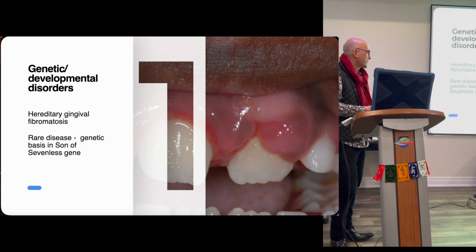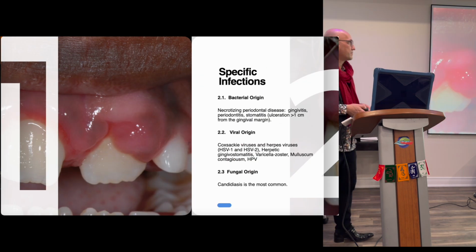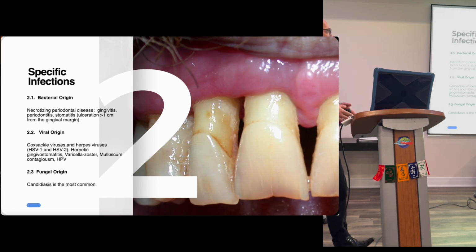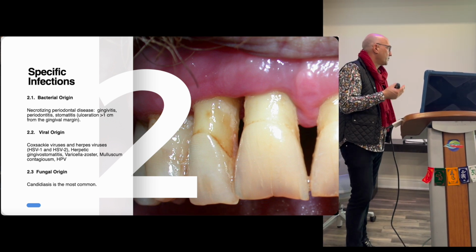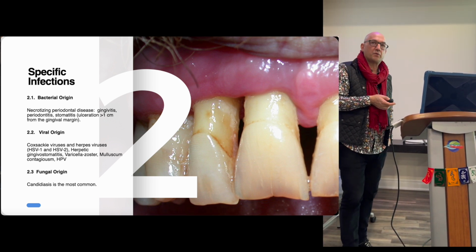Other rare diseases, again, are a matter of a single gene, which is not very helpful in diagnosis. Specific infections: this is a periodontitis, not a gingivitis, but you can have a necrotizing periodontal disease. We're going to be talking about necrotizing periodontitis. But you can have ulcerations on the gingival margin of bacterial origin. It can be an infection that's viral, or of fungal origin, of which candidiasis is the most common.